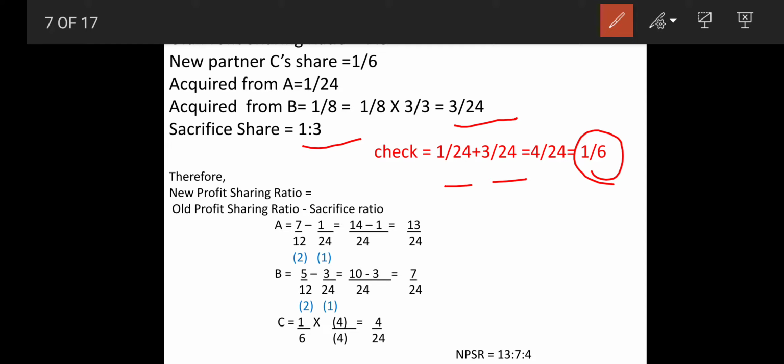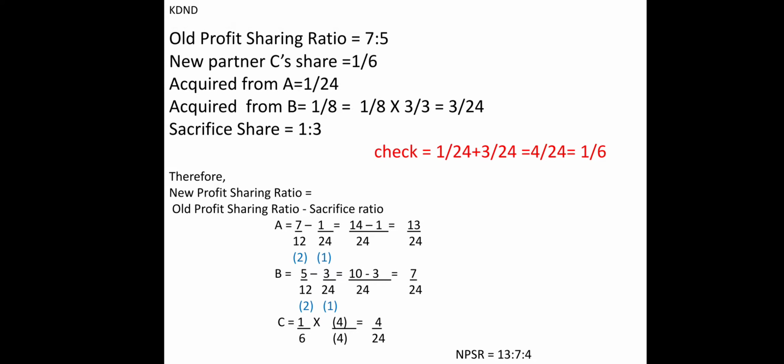And new profit sharing ratio is equal to, applying the formula in a very simple form, old profit sharing ratio minus sacrifice ratio. We will get A is equal to 7 by 12 minus 1 by 24, B is 5 by 12 minus 3 by 24, and respectively C, by taking LCM as 24, we can get 13:7:4.